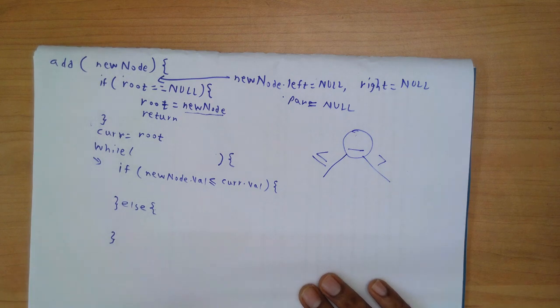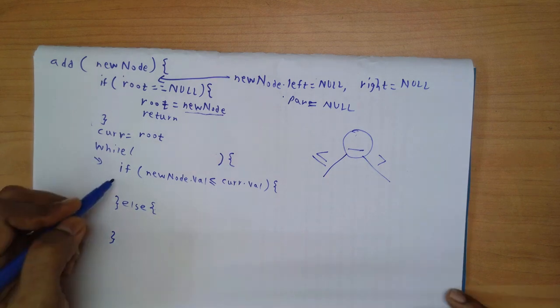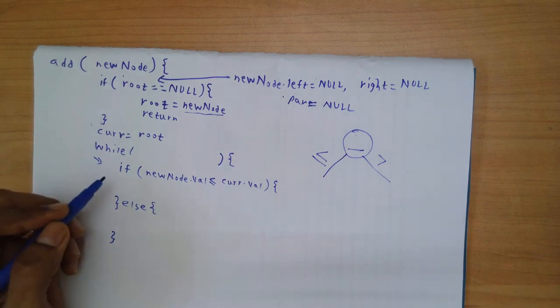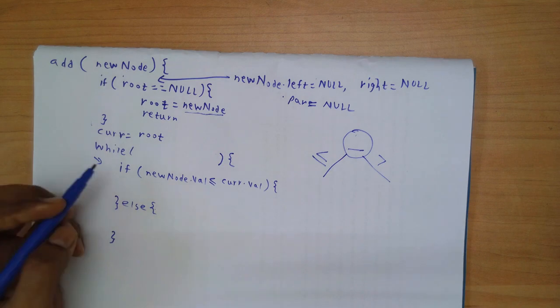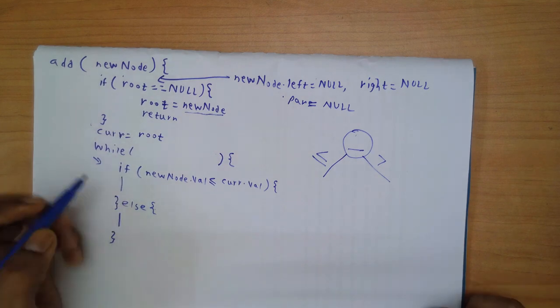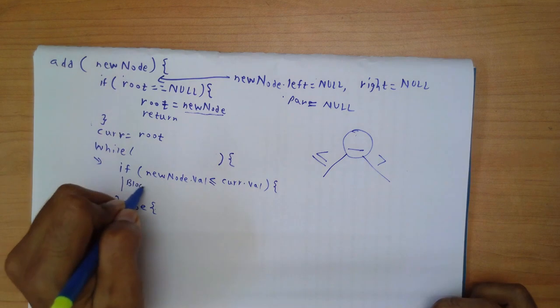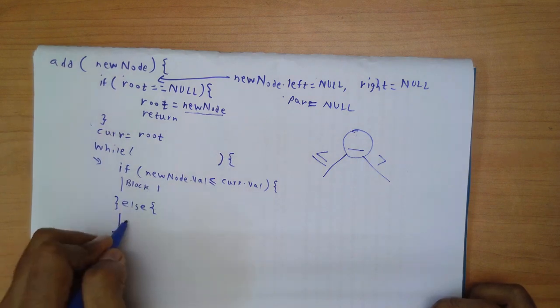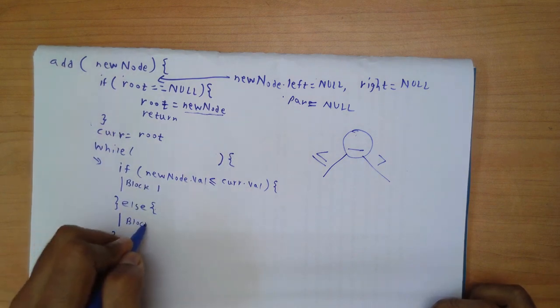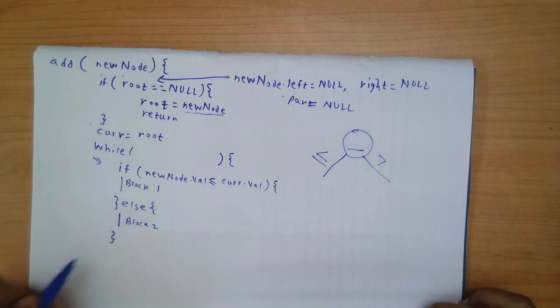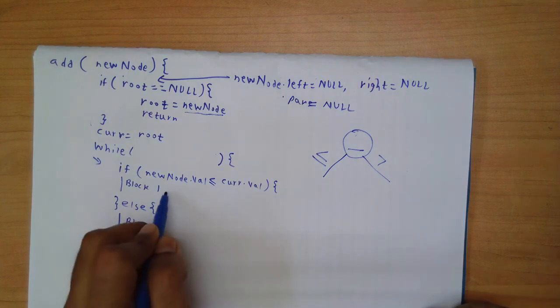Fine, but that's all that I need to do. So I have to check what needs to be done in these two blocks. Let's call it block 1, and let's call it block 2. Now let's try to write block 1.